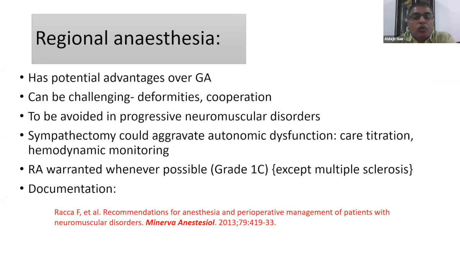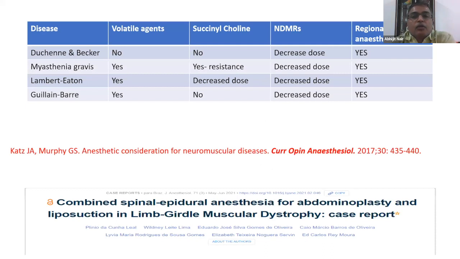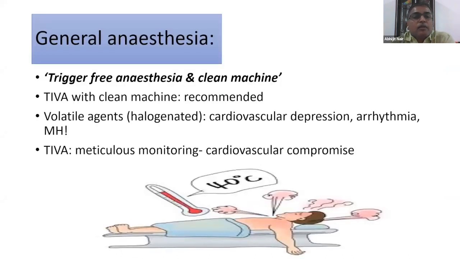They are very much prone to arrhythmia. So that is the reason why a detailed evaluation is necessary. But there is a grade 1C recommendation that wherever possible, regional anesthesia should be used except in multiple sclerosis. So now this is a slide which shows that it can be used basically for every particular disease wherever possible.